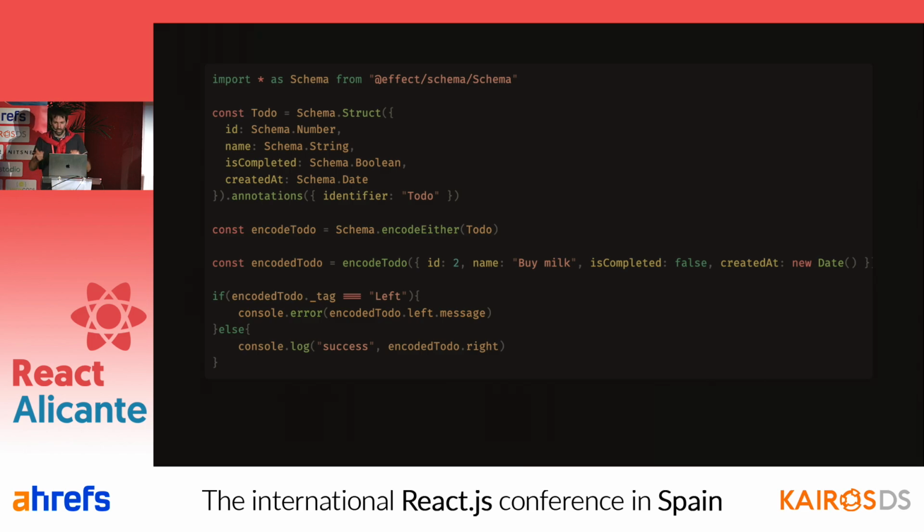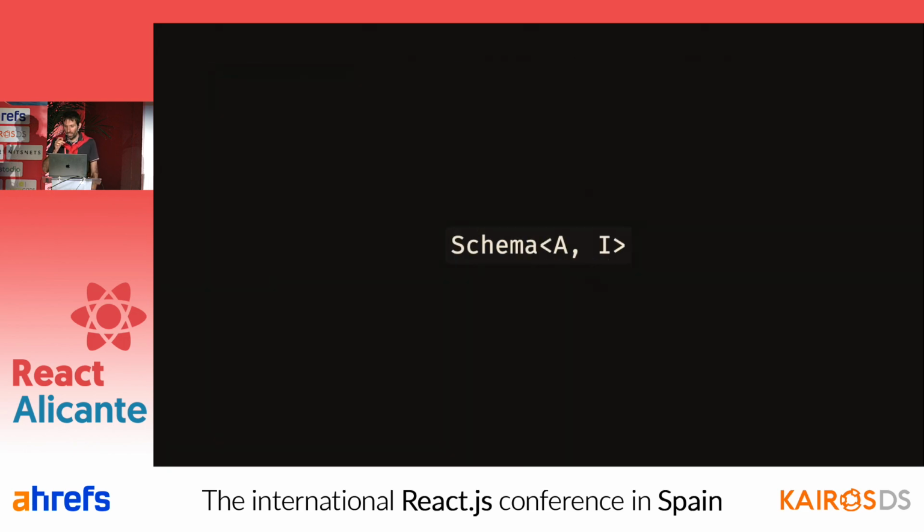But maybe unknown is not useful where you are encoding back data. Because if we remember the graph we had before, after you change the data in your UI, then you call an API with that data. And maybe you have TypeScript typings for that API, so you know the specific shape of that. And that's why fx schema has a second type parameter, called the encoded type.